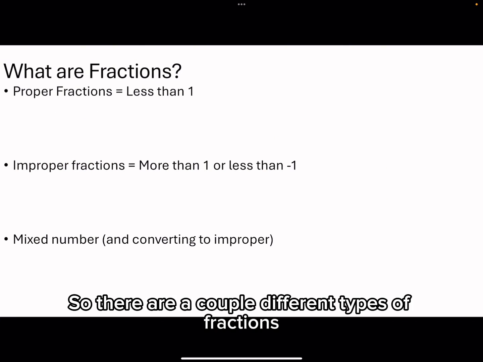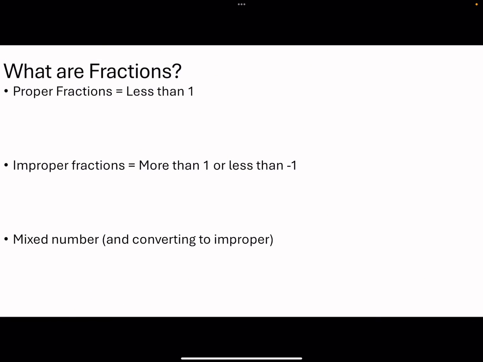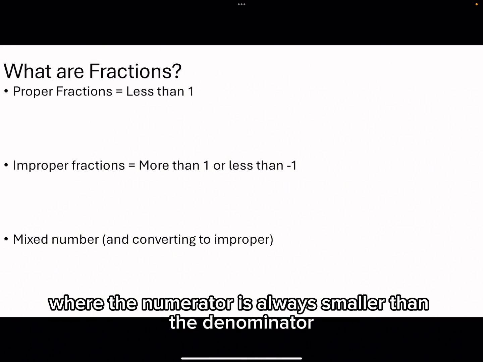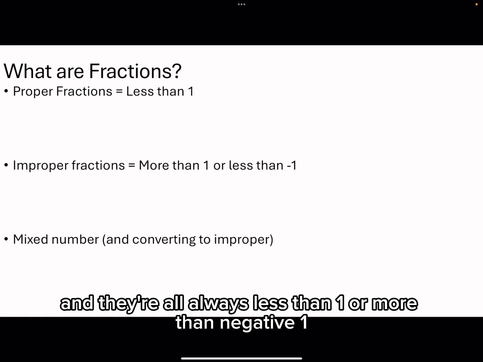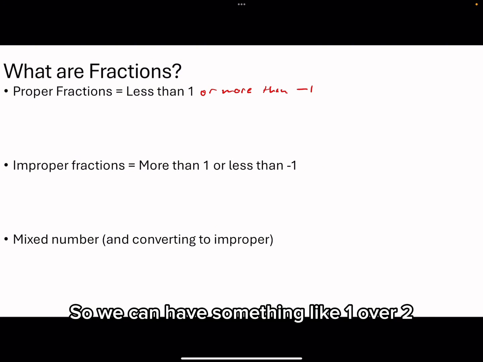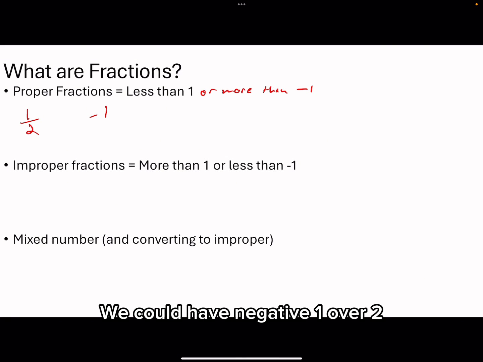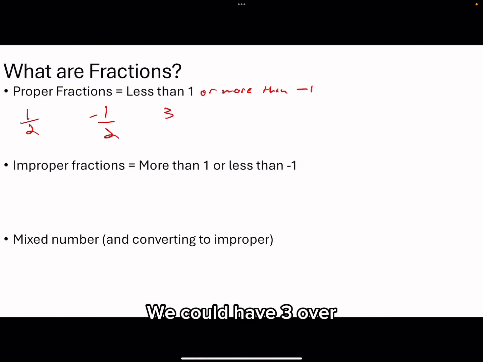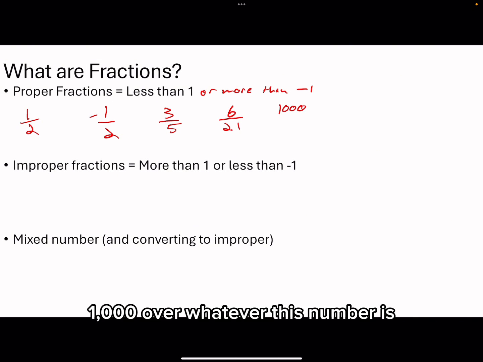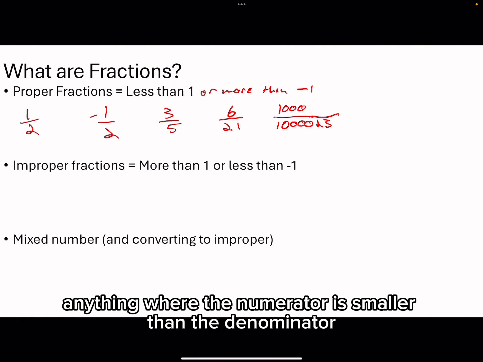So there are a couple different types of fractions in the way they're presented. We have proper fractions, where the numerator is always smaller than the denominator, and they're always less than 1 or more than -1. So we can have something like 1/2, where the numerator is smaller than the denominator. We could have -1/2. We could have 3/5, 6/21, 1,000 over whatever this number is. Anything where the numerator is smaller than the denominator.